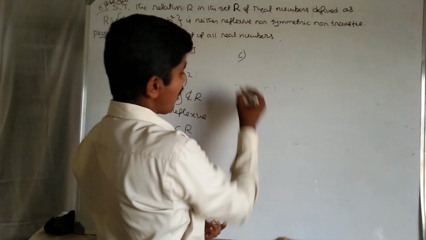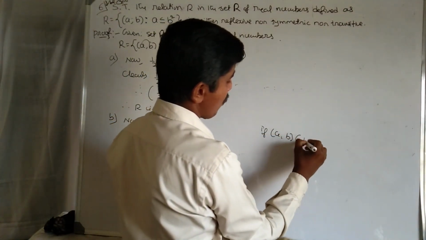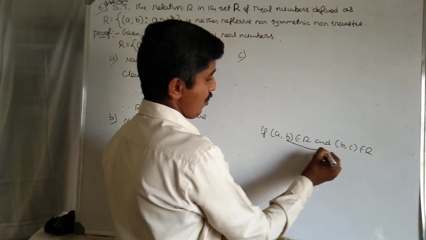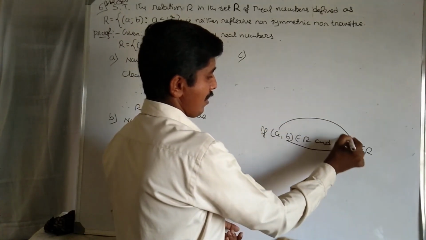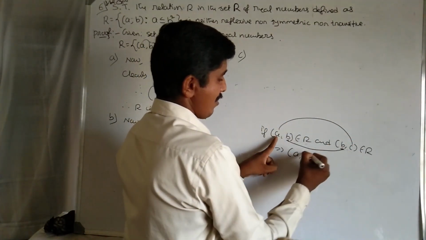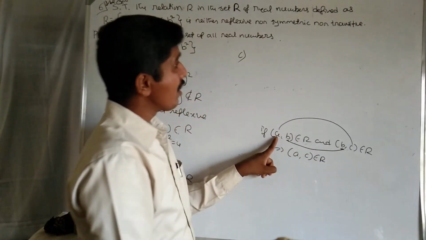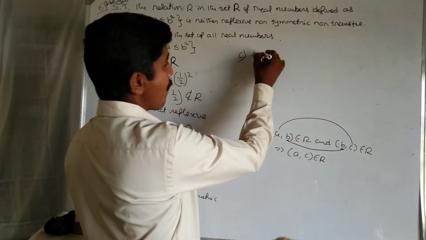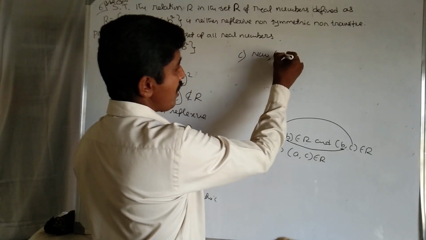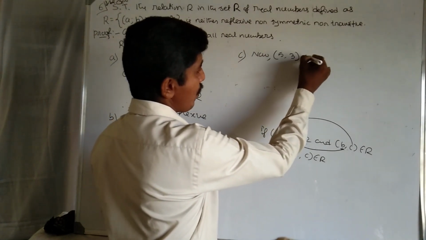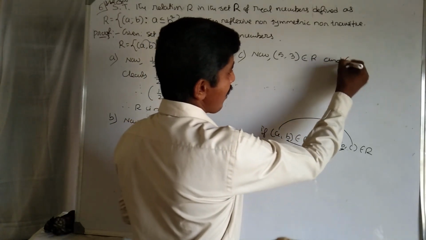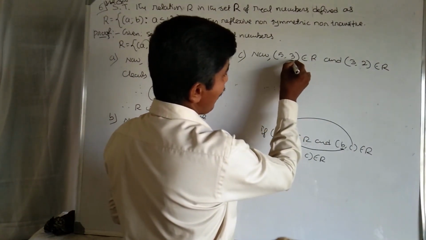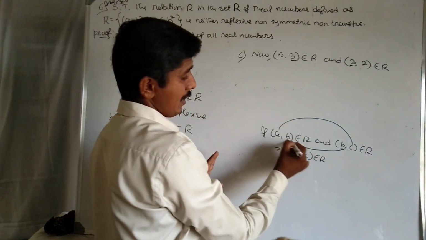Next, third one, transitive. Transitive: if A comma B belongs to relation and B comma C belongs to relation, with second element equal to your first element, then A comma C belongs to relation means it is transitive. Here we are proving not transitive, so take particular numbers. Mind it, while taking values, be careful. Here I am taking 5 comma 3 belongs to relation and 3 comma 2 belongs to relation. In 5 comma 3, the 3 is equal here. Take like that, B equal to B.